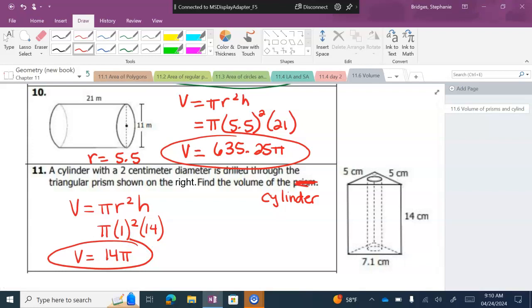Now, if I were to try to find the volume of what's left, because they may throw one of these at you on the EOC, you would find the volume of the whole prism, then find the volume of the cylinder and subtract, like taking a piece out of it. But I'm not going to make you do that, and I'm not going to make you do that on a test either. Everybody okay? Any questions? All right.